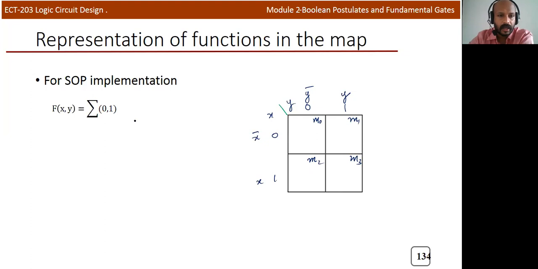In the question, sigma is given, that is the SOP form representation, or I can say these are the min terms. For these particular values, the function will produce logic 1 output. So for the SOP expression, here I can put a 1, and here also I can put a 1. Now we need to group these ones.